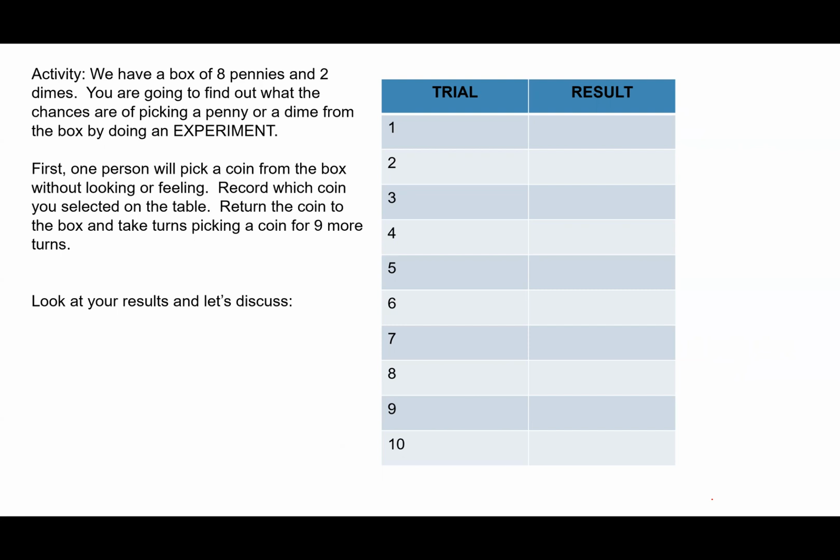First, one person will pick a coin from the box without looking or feeling, and then you're going to record which coin you selected on the table, return the coin to the box, and take turns picking the coin for 9 more turns. So you're doing 10 tries, right? Pretty easy. Over here, you're going to write penny or dime. It's very important you return the coin back to the box, otherwise that changes the probability. And we'll talk about that in a future lesson. All right, so you guys have the chart in front of you, and I will hand out the boxes and the coins.